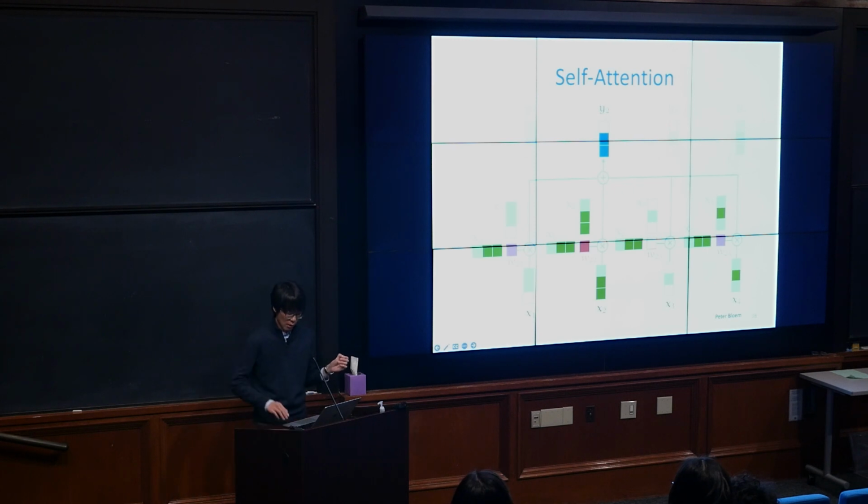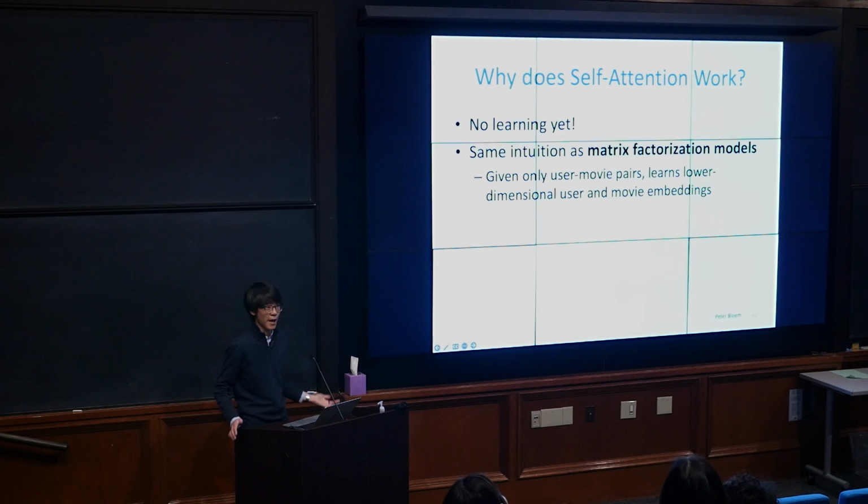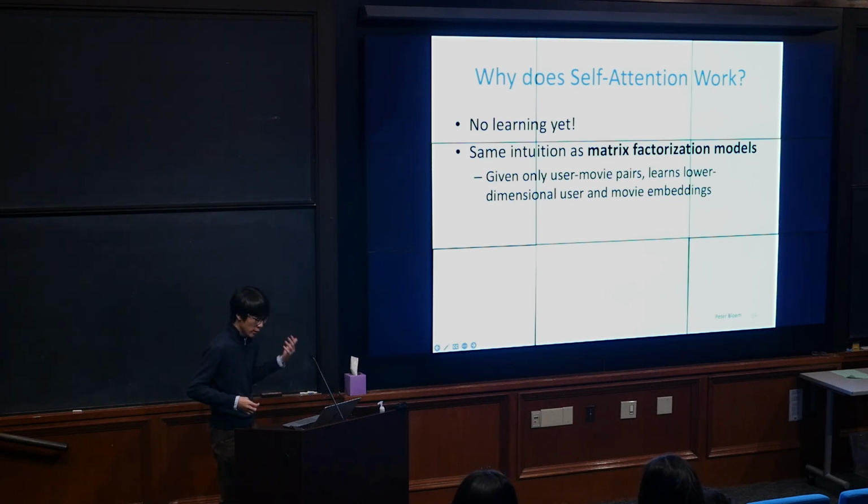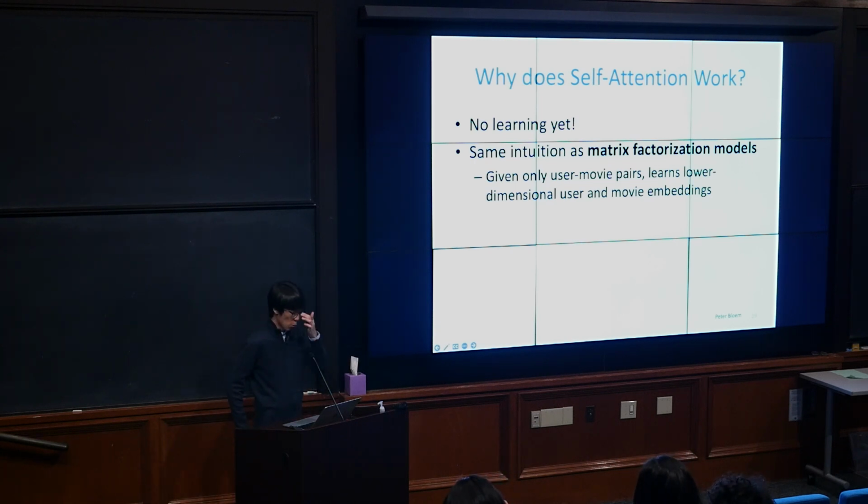So one thing you might notice is we have not talked about learned weights yet. There's no learning yet, right? This is just self-attention, right? So given some input vector X, we can do this. And the reason this works is the same intuition as collaborative filtering and matrix factorization, where given only user-movie pairs, it was able to learn some lower dimensional user and movie embedding to do its recommendation task.